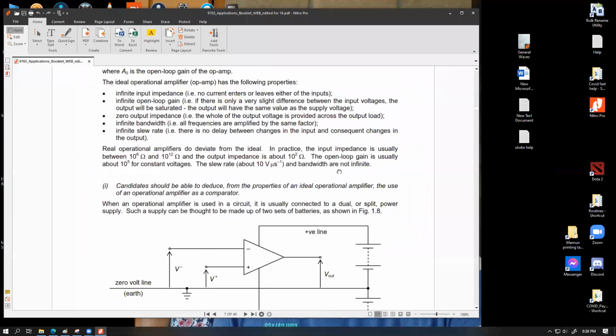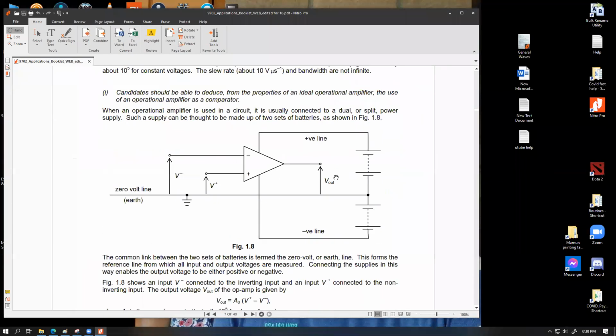Next, we will see what are the typical usage of an ideal operational amplifier. Before I print this out, I should actually label this thing. In your syllabus, we have to handle exclusively 3 types of circuits for operational amplifier.